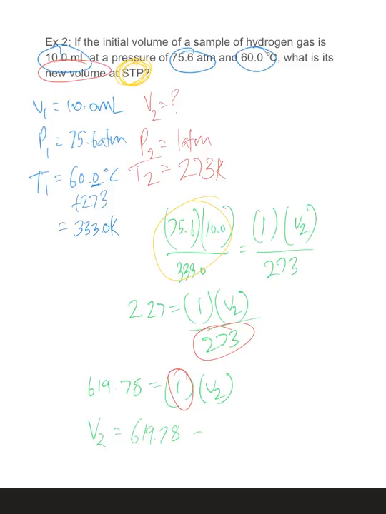Well, anything divided by 1 is just itself, so V2 is going to equal 619.78. And last thing to do is to round to the proper sig figs. I look at my initial numbers, 3 sig figs, 3 sig figs, 4, and then these do not count for sig figs because they're exact numbers. So the least number of sig figs is 3. So when I round this to 3 sig figs, this is tough. The 7 makes the 9 round up, and that makes it 620. But if I leave it like that, it only has 2 significant figures. So I either need to put a line over that or put a decimal. And then my unit here is milliliters because my initial volume was in milliliters.